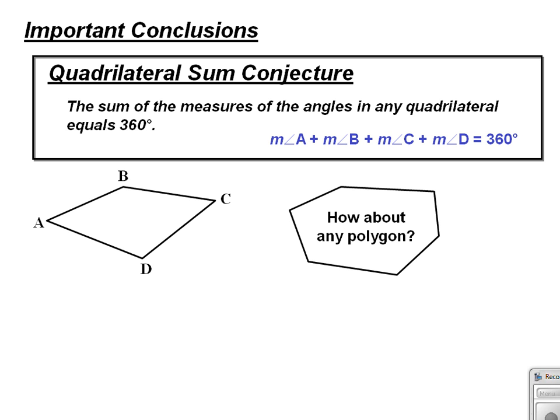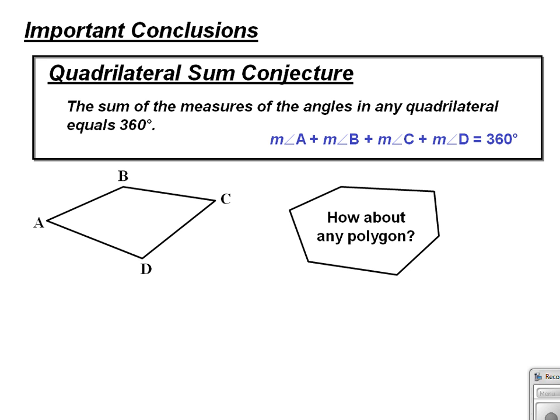Now, how about any polygon? So far we've discussed the triangle sum conjecture for a triangle and the quadrilateral sum conjecture now for a quadrilateral. But rather than coming up with conjecture after conjecture for every different polygon, can we summarize this property for any polygon? Well, let's try and find a pattern here.